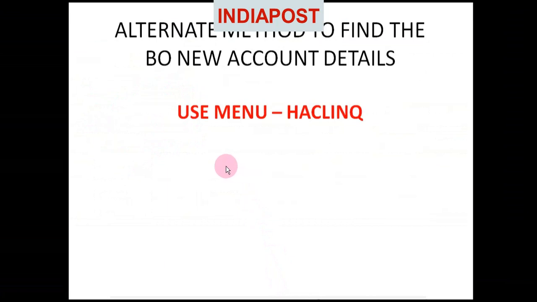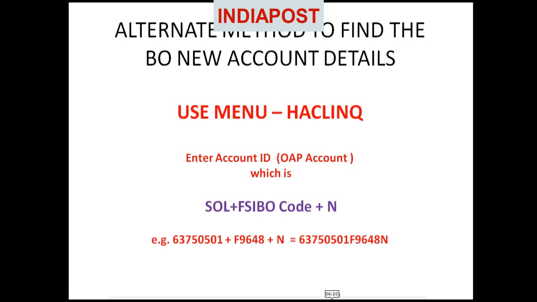Now let us see the alternate method, HACLINQ. This is another menu from which you can get the same information. Now let me show the new accounts opened by another BO under the sub-office. Use HACLINQ. Enter the OAP account number. OAP account number is nothing but SOL ID followed by FSI BO code followed by N. This is a sample.